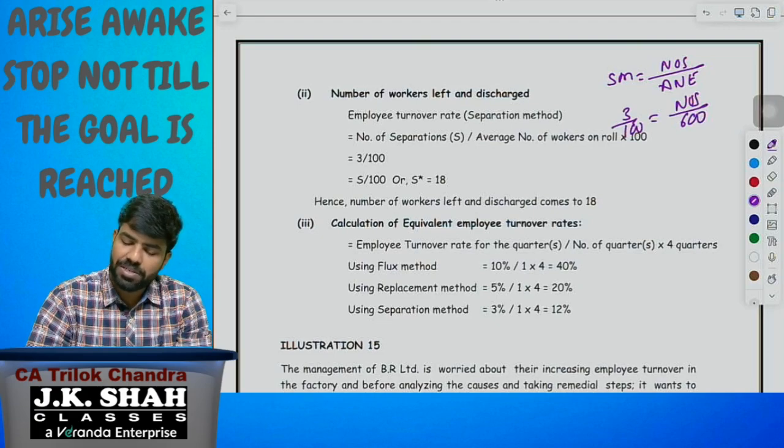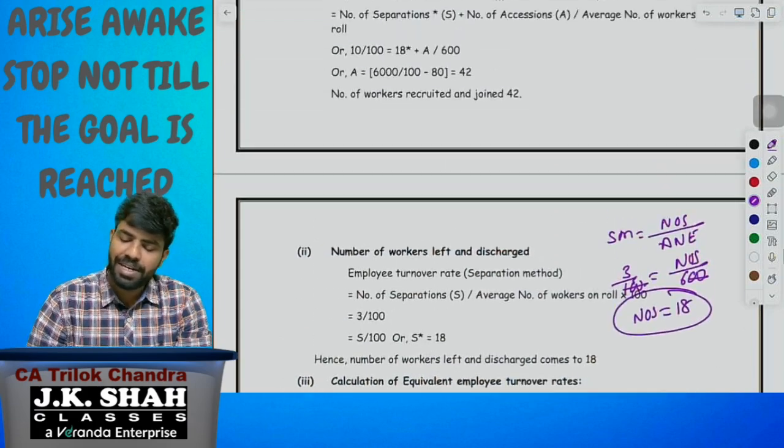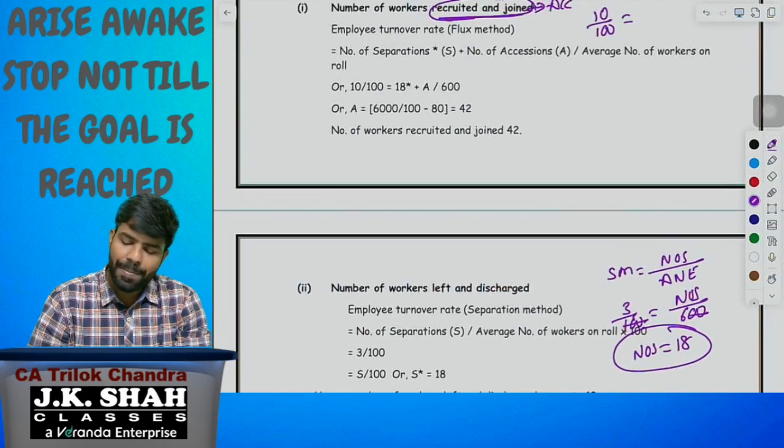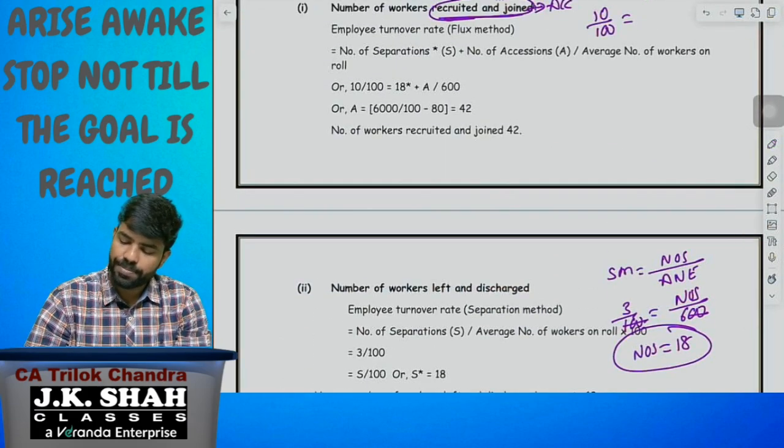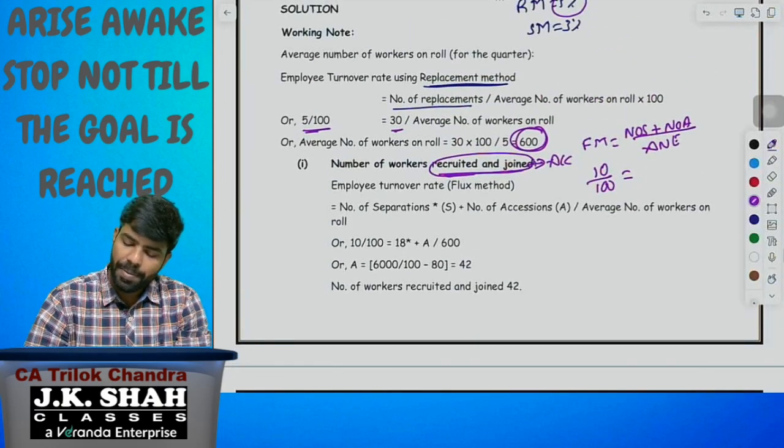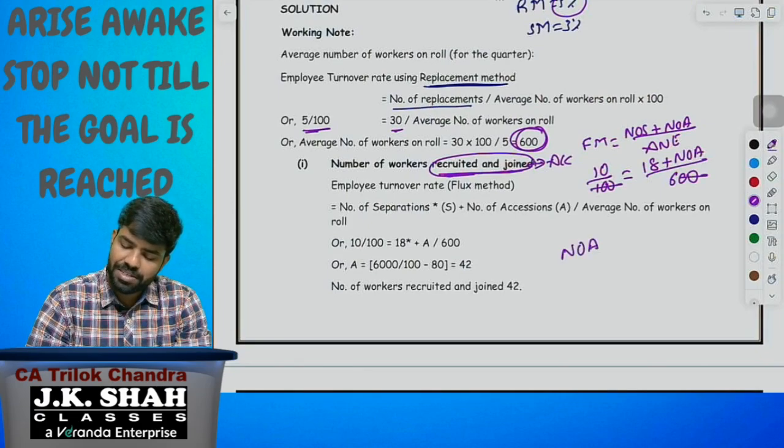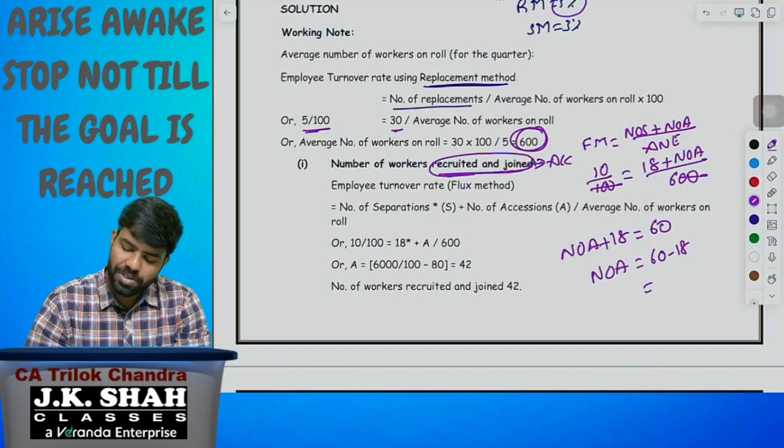If you solve this, the 2 zeros will get cancelled. 6 into 3 is 18. Number of separations equals 18. Use this 18 to answer this. Look here. Number of separations is 18 plus number of accessions, divided by average number of employees 600. The 2 zeros will get cancelled. So number of accessions plus 18 equals 10 into 6, 60. Number of accessions equals 60 minus 18, which equals 42.